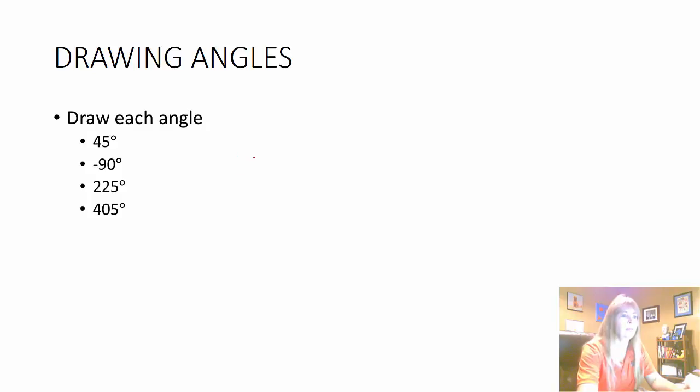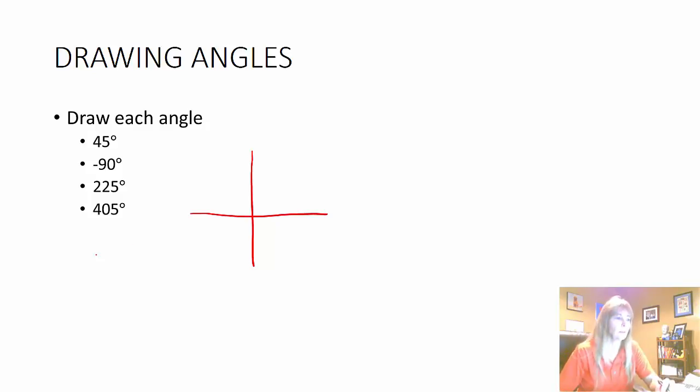And if I want to draw something, we're going to make all these in standard position. So if I want to draw 45 degrees, well, I know all the way to the y-axis is 90 degrees. So if I cut it in half, that would be my 45 degrees, where my initial side starts on my x-axis. This is in standard position with my vertex at the origin. I just cut the 90 in half, and that gives me 45 degrees.